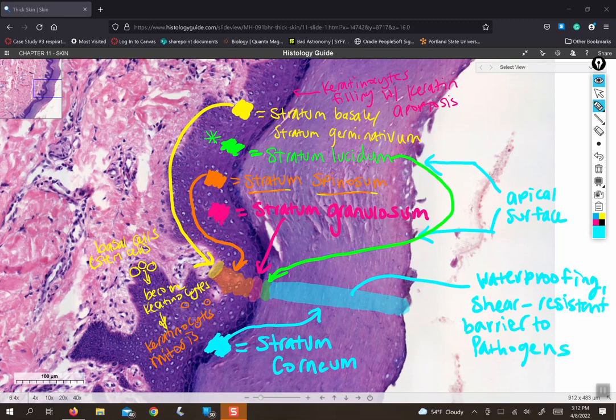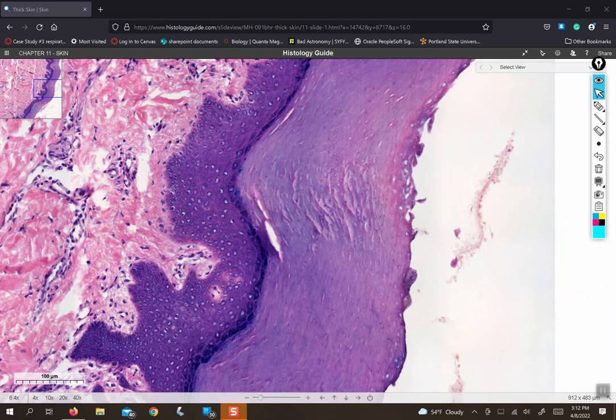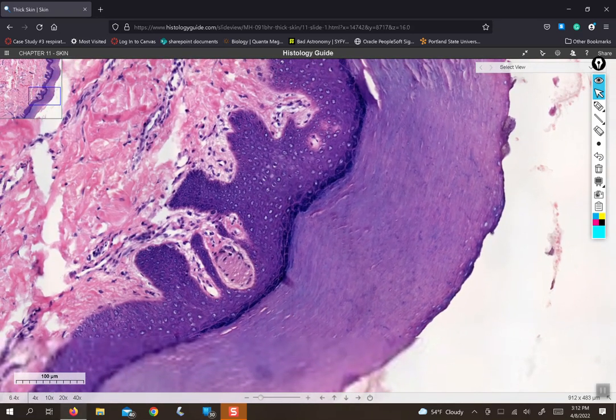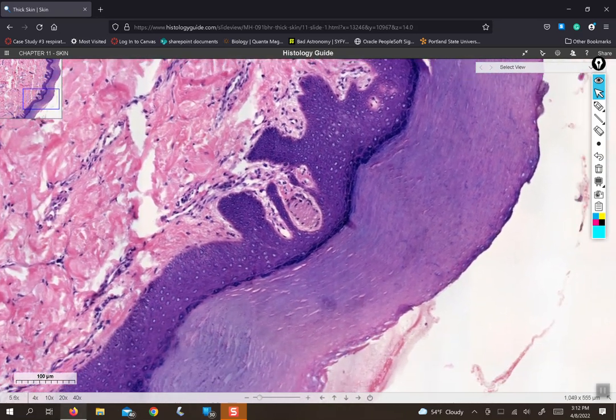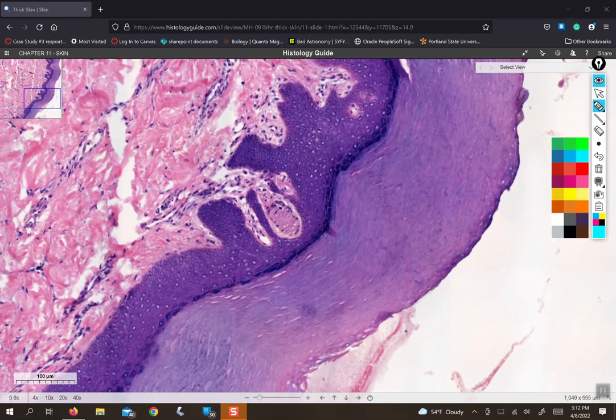So those are the layers. Now I'm going to delete this, and we're going to go look around the slide and see what else we can find. Okay. Ooh, that's a very good one. So what you're going to notice if you look carefully is that the interface between where the epidermis ends and the dermis begins is not flat. It's not a straight line. It is wavy, and that is what I'm outlining here.